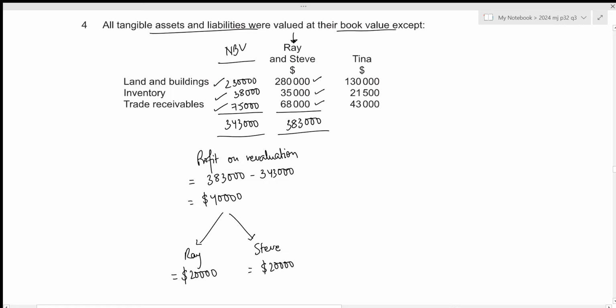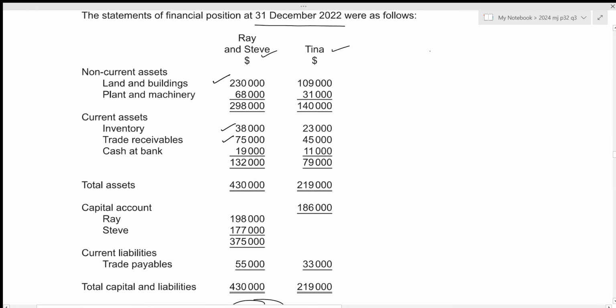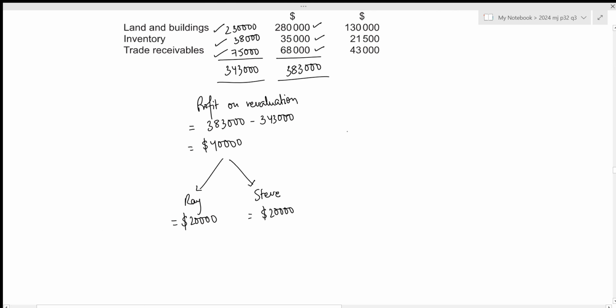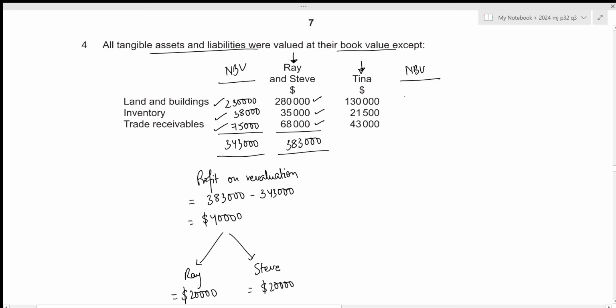Then we need to repeat the same process for Tina's sole trading business. These are the revalued amount. We need to compare it to the net book value. Let's take a look above. For Tina, land and buildings was 109,000, inventory was 23,000, and trade receivables was 45,000. Let's write it down. So previously it was 109,000, 23,000, and 45,000. Let's calculate the total.